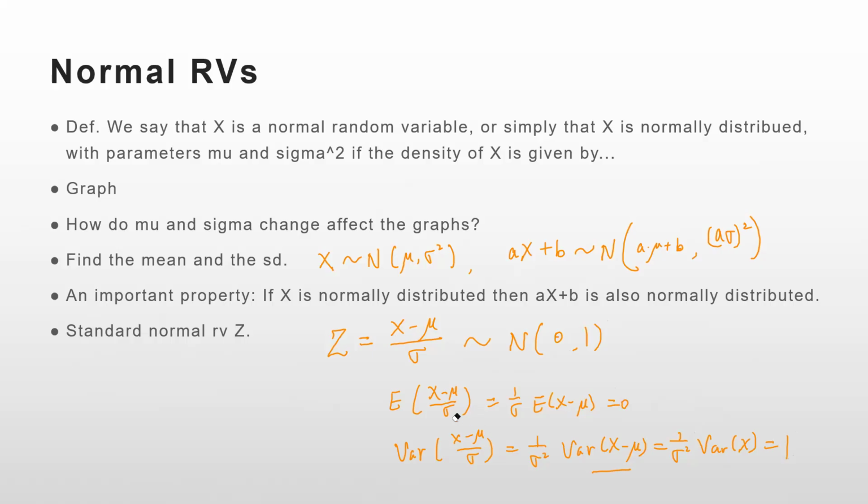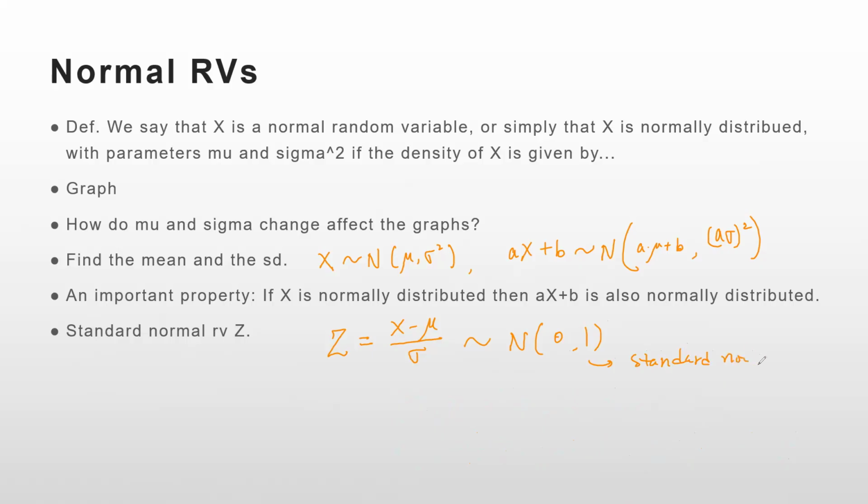All right, so Z we call the standard normal random variable. It has a normal distribution with mean 0 and standard deviation 1. And we call this the standard normal distribution. This is probably the single most important distribution in probability theory.